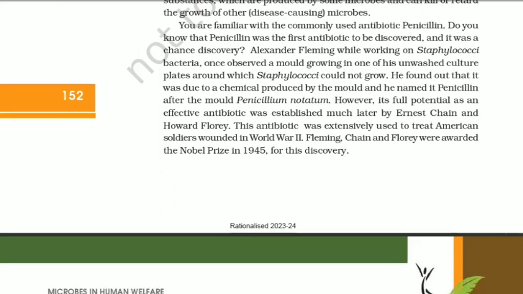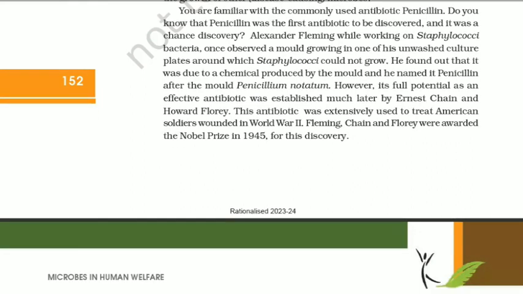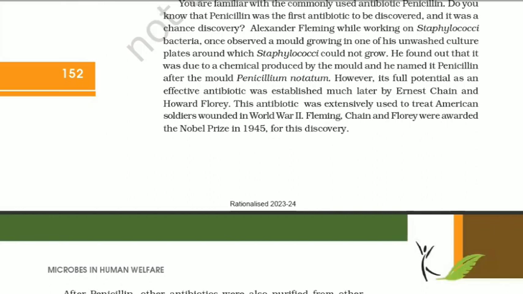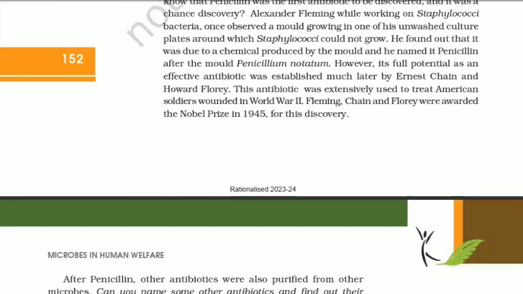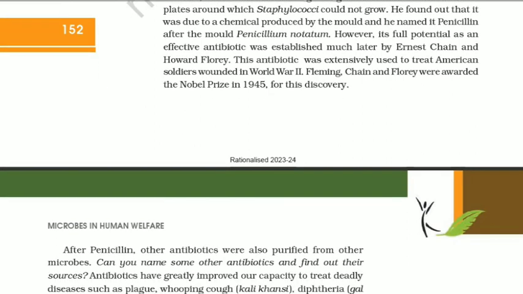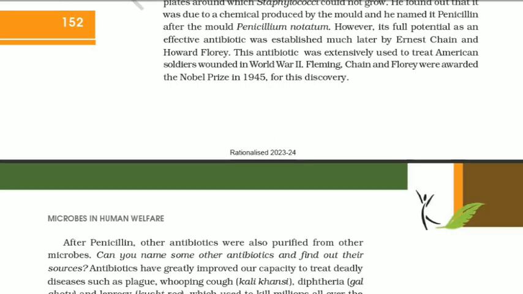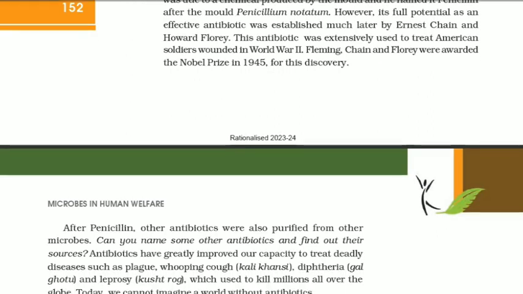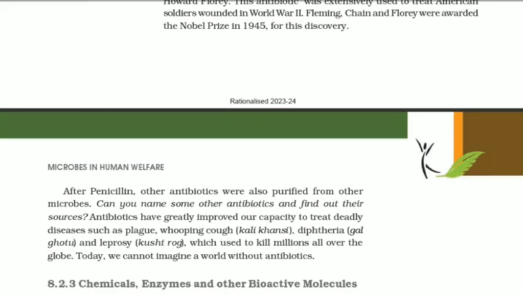He found out that it was due to a chemical produced by the mold and he named it penicillin after the mold Penicillium notatum. However, its full potential as an effective antibiotic was established much later by Ernst Chain and Howard Florey. This antibiotic was extensively used to treat American soldiers wounded in World War II. Fleming, Chain, and Florey were awarded the Nobel Prize in 1945 for this discovery.